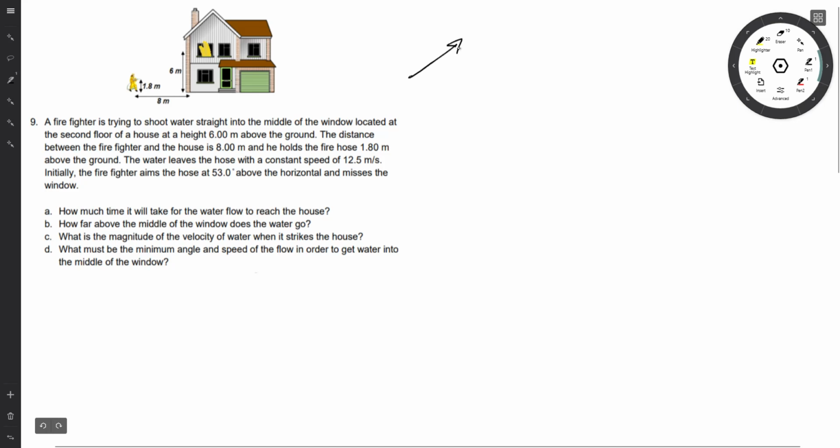So we've got our initial velocity of 12.5 meters per second, and it's at an angle of 53 degrees. So we know that the component of the horizontal velocity, Vx0, is going to be equal to 12.5 times the cosine of 53. That is our horizontal velocity.